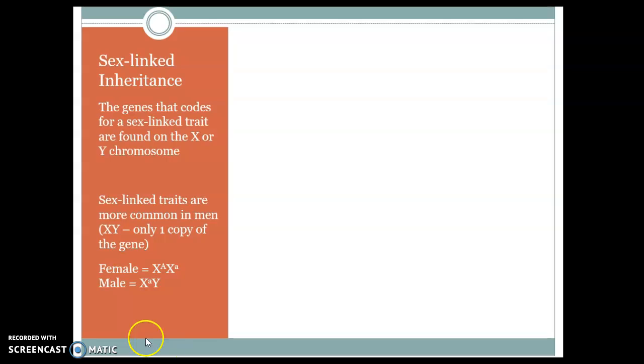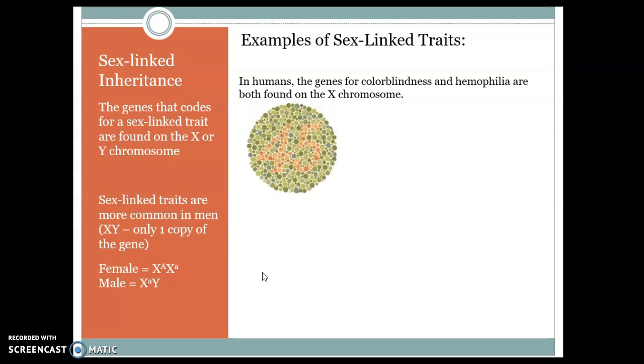It looks a little interesting how we show our genotypes because now we have to include the chromosomes, the sex chromosomes. So XX and XY, and the genotype, the letters, are written above. So here are some examples of sex-linked traits. Colorblindness is a good example, as well as hemophilia.